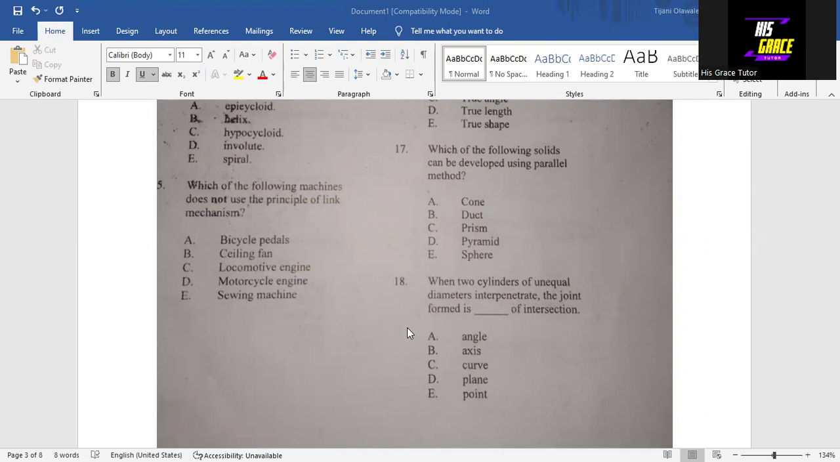Then question 18. When two cylinders of unequal diameters interpenetrate, the joint formed is a dash of intersection, a curve of intersection. So option C is the answer to that question. We produce a curve of intersection between the two solids. So we choose option C as the answer to question 18.